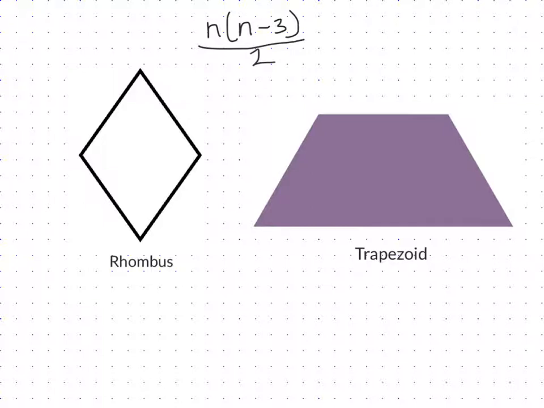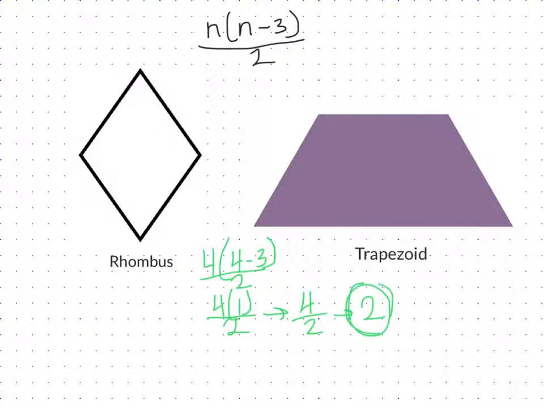And just like our previous problem, since they both have 4 sides, it's 4 times 4 minus 3 divided by 2. Well, parentheses first, it becomes 4 times 4 minus 3 is 1, divided by 2. We can multiply. 4 times 1 is 4 divided by 2. And then 4 divided by 2 is 2.